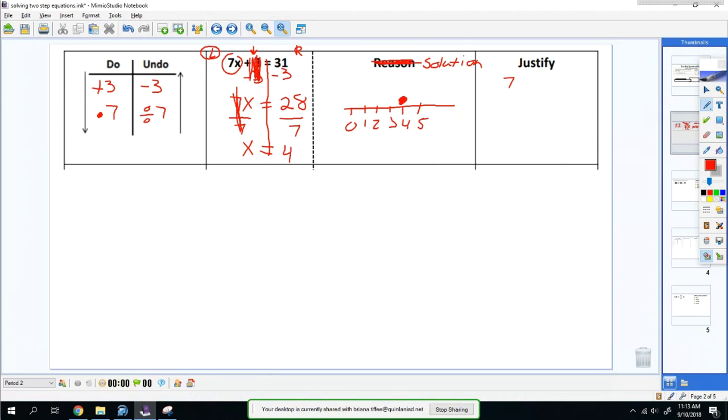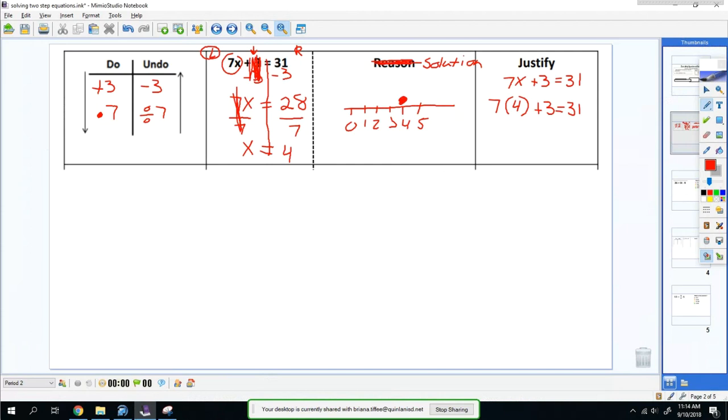So we have 7x plus 3 is equal to 31. So what we're going to do is see if our answer is correct. Right now we're saying x is equal to 4. So we're going to take all our x's out and replace them with what we think the answer is. We're going to replace them with 4. So now we just solve it.